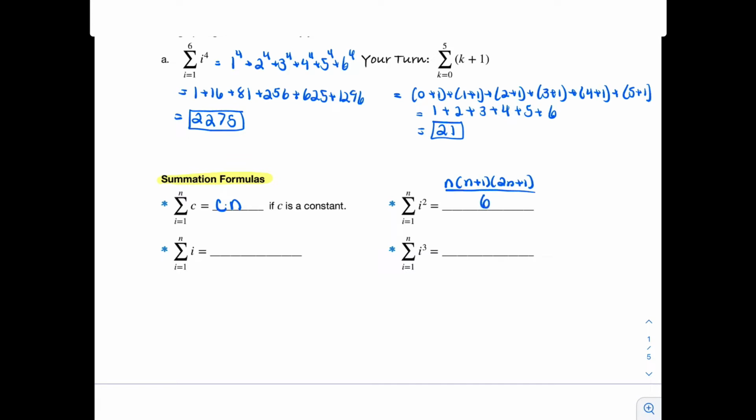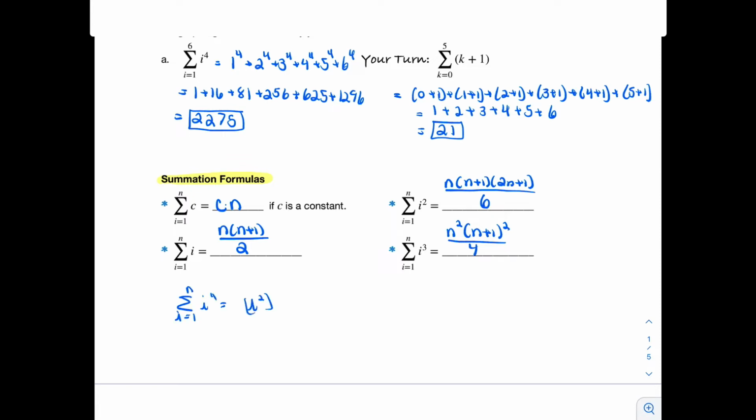And the summation of i equals 1 to n of i is equal to n times n plus 1 divided by 2. And the summation of i equals 1 to n of i cubed is equal to n squared times n plus 1, quantity squared, divided by 4. You need to memorize these 4 summation formulas.